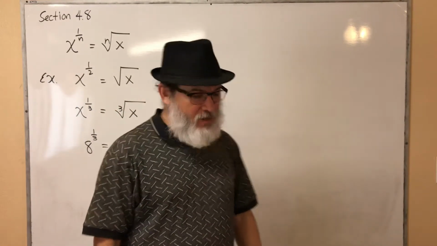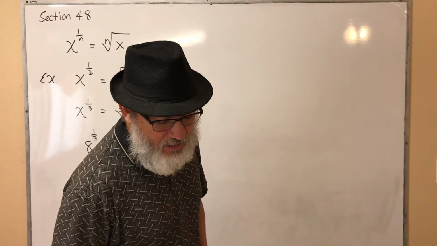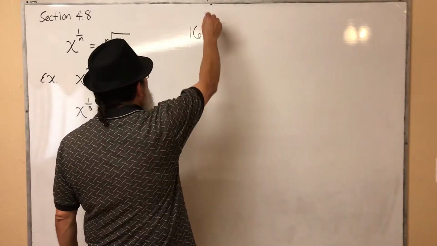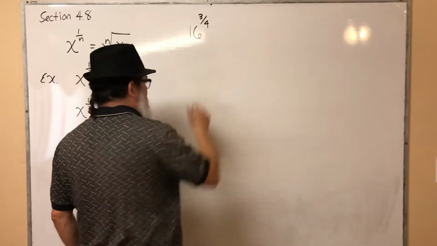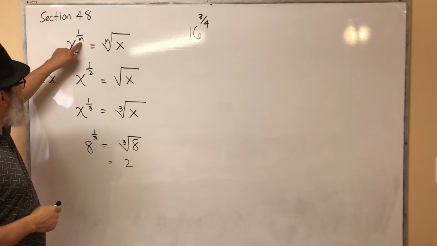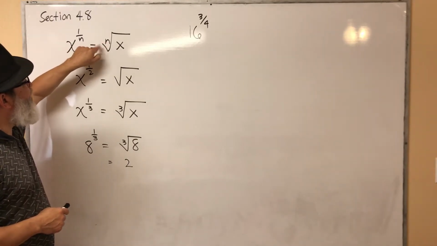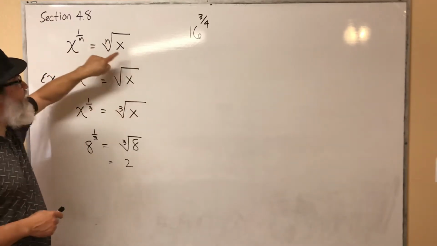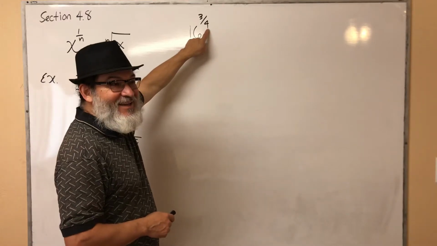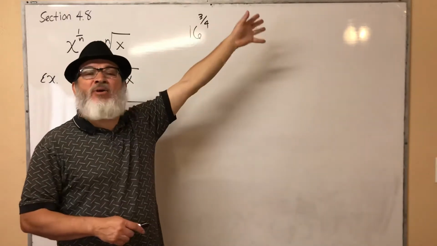Okay? Here's an example. Watch this. Consider the following: 16 to the 3/4. Note that this denominator is the index in the radical expression. The index. So this denominator is the index in the radical expression, and this numerator is the power.